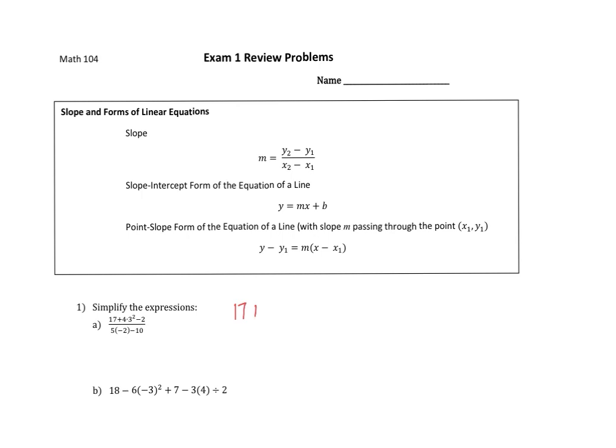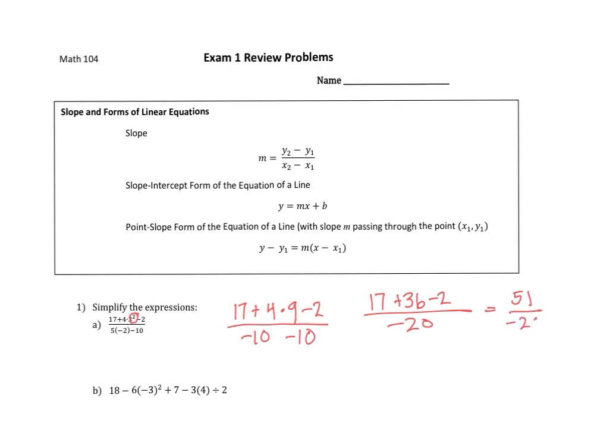So I have here 17 plus, I'm going to do this exponent first. So 3 to the second power is 9, minus 2. In the denominator, I'm going to multiply that 5 times the negative 2, which is negative 10. Now I need to do 4 times 9. That's 36. And then negative 10 minus 10 is negative 20. So 17 plus 36 minus 2 is 51.